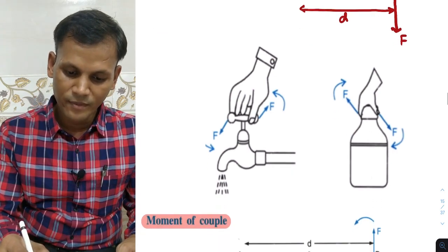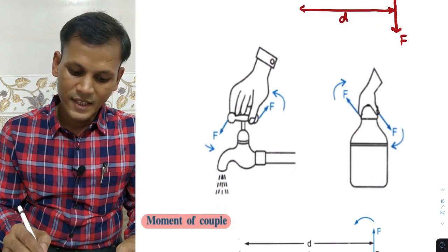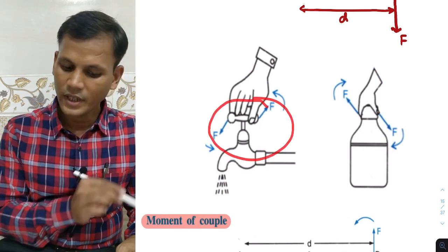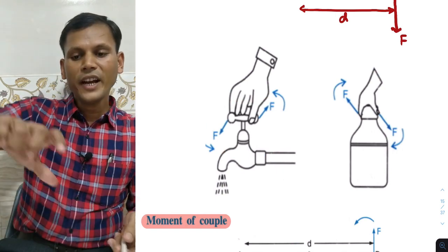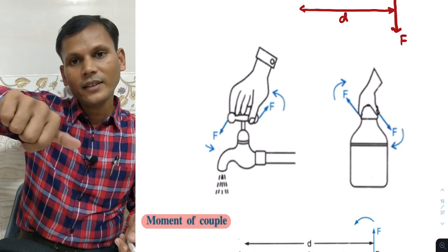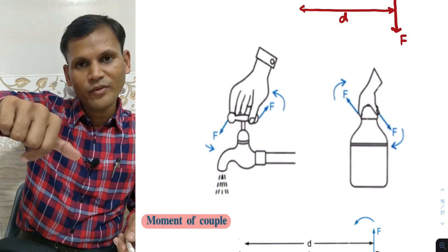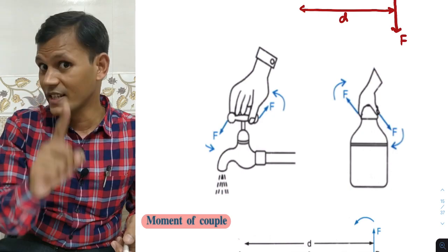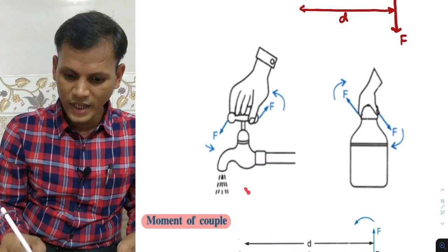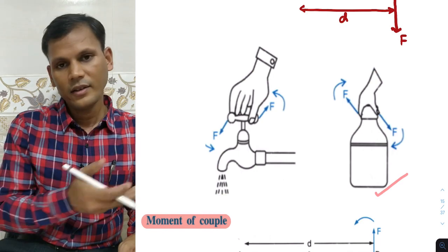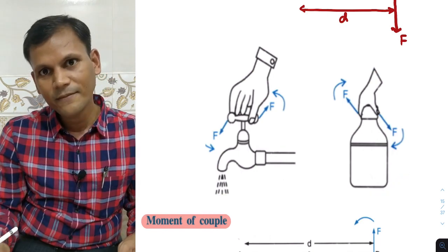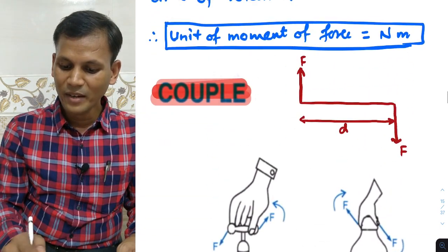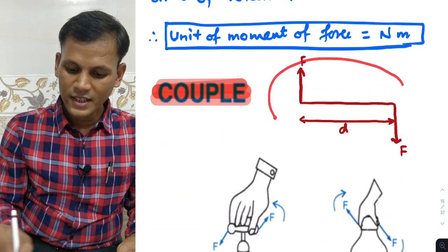Some diagrams I have drawn over here; these are the diagrams you can see. First is opening or closing a tap. For opening it, again what do we do? We apply a couple: one force in this direction, another force in this direction, at two different points, not at the same point. So this is one example. Another is the bottle, that live example I have already given. I think that is clear.